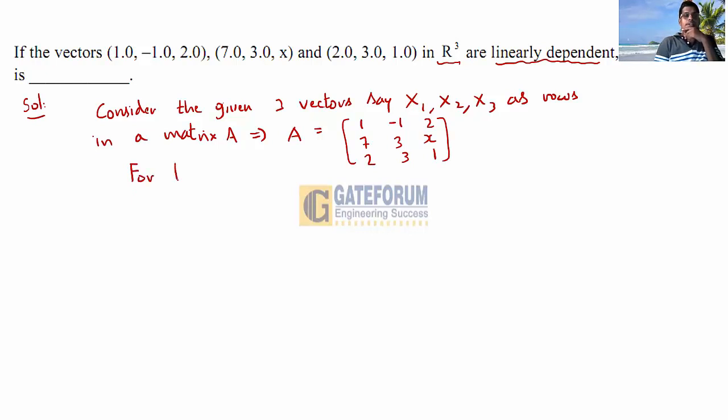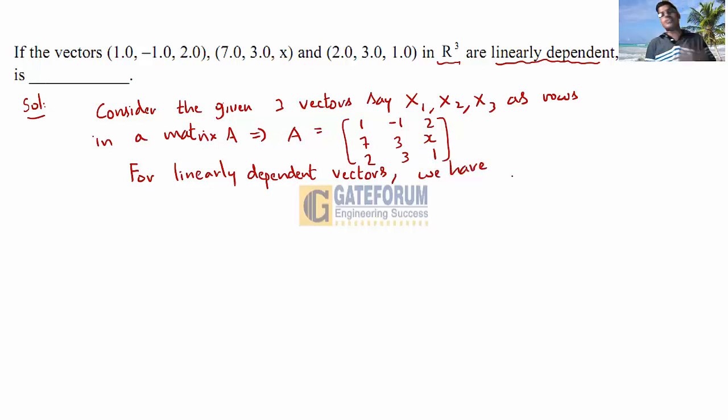For linearly dependent vectors, we have either rank A is equal to the number of vectors or determinant is equal to 0. That is determinant A, and here the determinant is easily applicable for a 3 by 3 matrix, is equal to 0, or rank of this matrix A is equal to 3, because 3 is the number of vectors, that is rank A is equal to n.